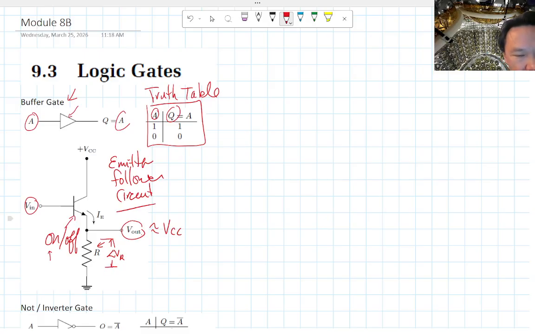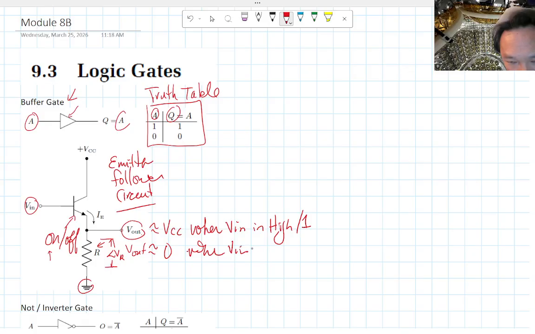But when it's off, there's no current going through this resistor, and the change in voltage across the resistor with no current is 0. And since you have ground here, Vout becomes approximately 0. When Vin is high, or 1, Vout is high; when Vin is low, or 0, Vout is low.